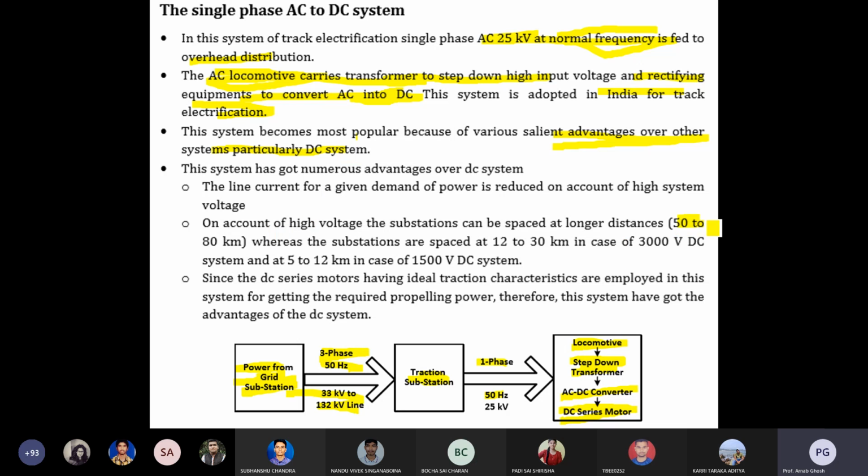You can see the distances: 50 to 80 kilometers for longer distances. The substations are almost 12 to 30 kilometers apart in the case of 3000 volt to 5000 volt systems, and 5 to 12 kilometers for shorter distances. The line current, given the power demand, is reduced by the high system voltage. So these are all the very basic concepts for the power supply of our traction systems.